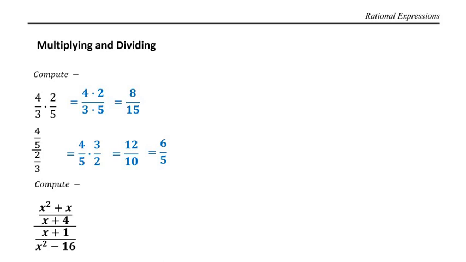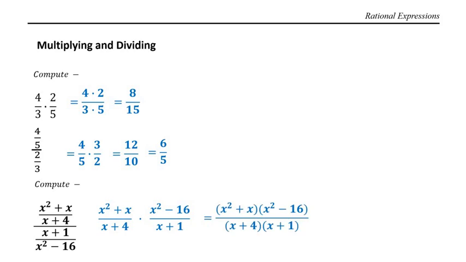And so now let's address a more complicated version. So we have x squared plus x over x plus 4, and that is over x plus 1 over x squared minus 16. So we're going to do the same thing where we're going to take the reciprocal of the rational expression that is on the bottom. And so we would multiply by x squared minus 16 over x plus 2.